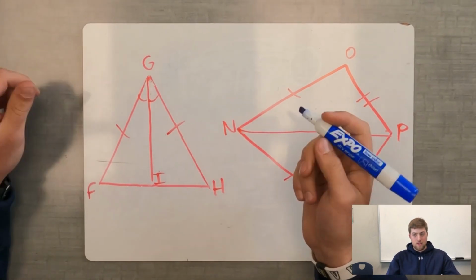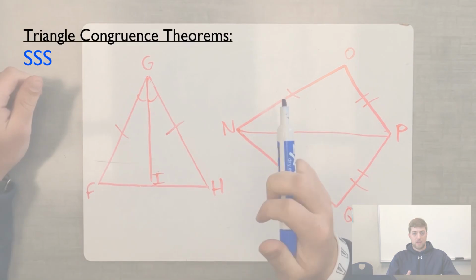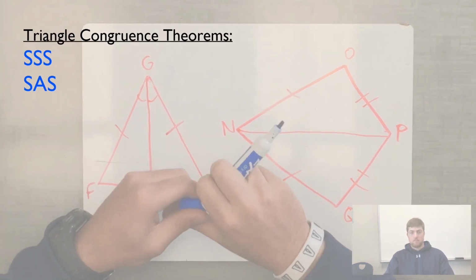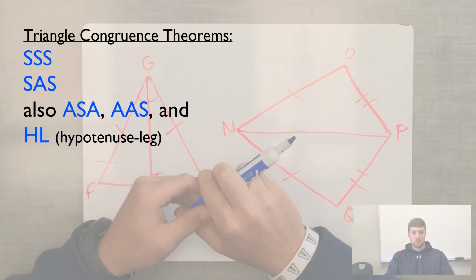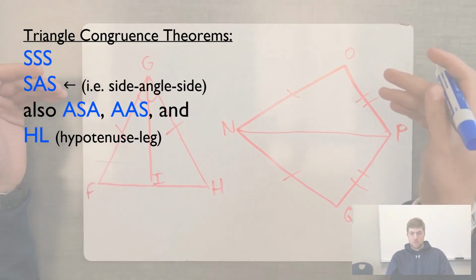There are lots of different acronyms we can use to remember things, like SSS or SAS. Those mean side, angle, side, and so on. We have to remember which one of those we can use to prove that these are congruent.